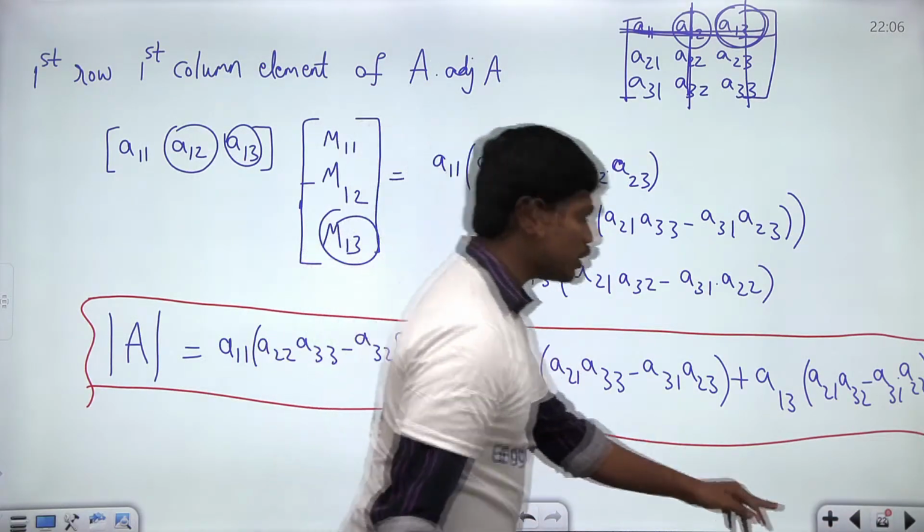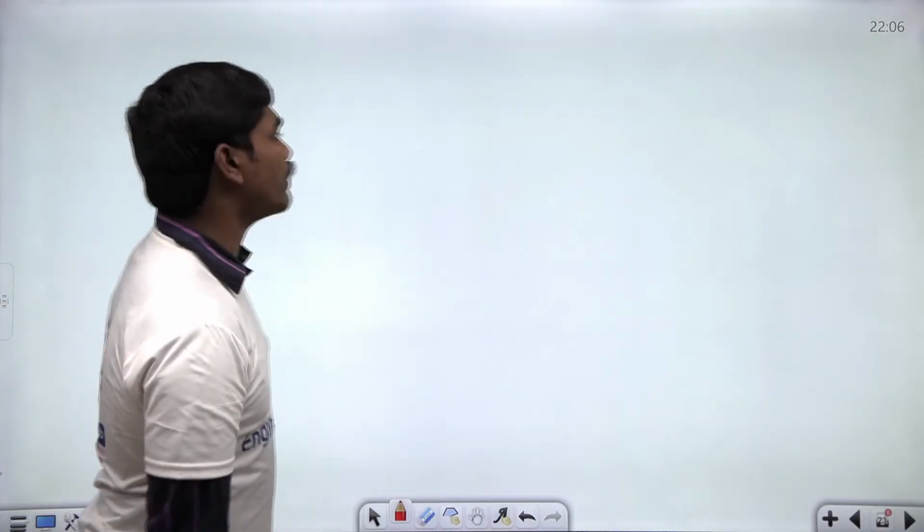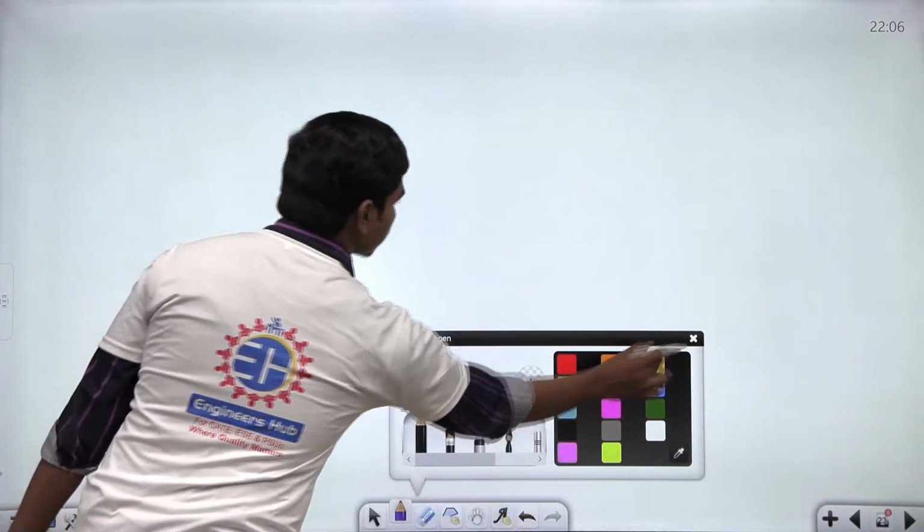Now why this element should be 0? Whenever you are multiplying elements of any row with cofactors of other row, then why it should be 0? I will take an example of 2 by 2 matrix and I will help you.